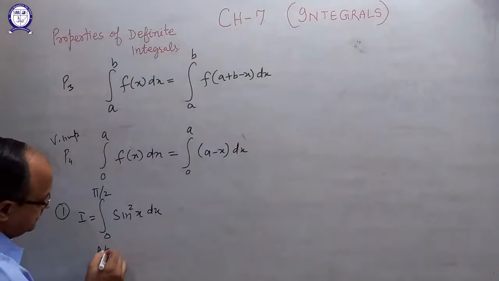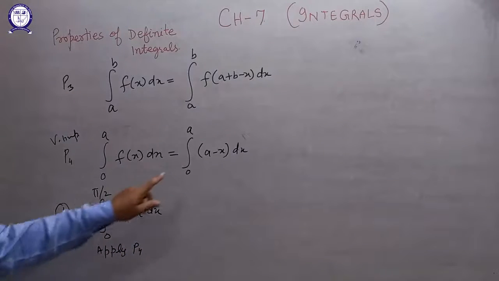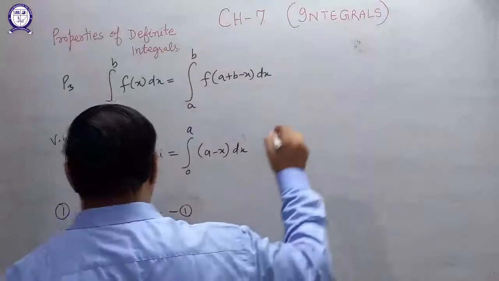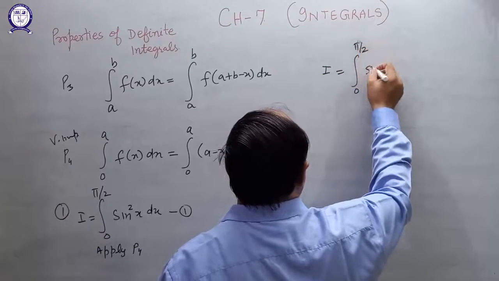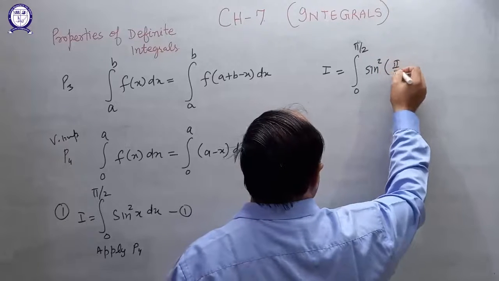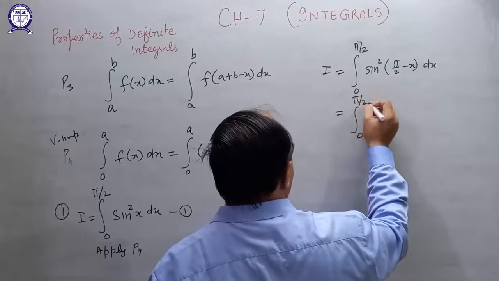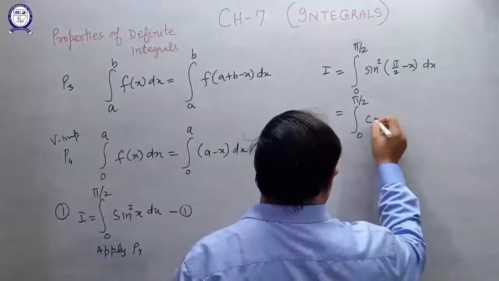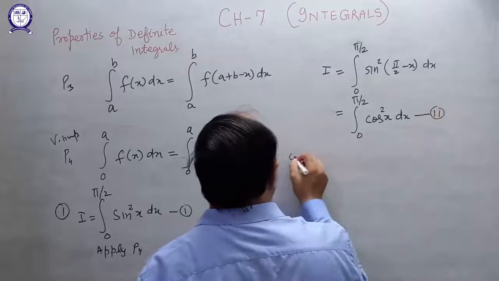Now apply P4. Replace x by a minus x. A is here pi by 2. So replace x by pi by 2 minus x. You can write integration 0 to pi by 2 sin square of pi by 2 minus x. Apply this property here: 0 to pi by 2, the sin 90 minus x property. Sin 90 minus x is cos x dx. This is the second equation.